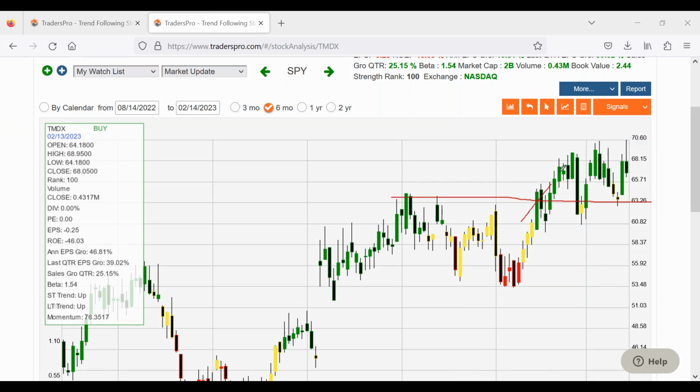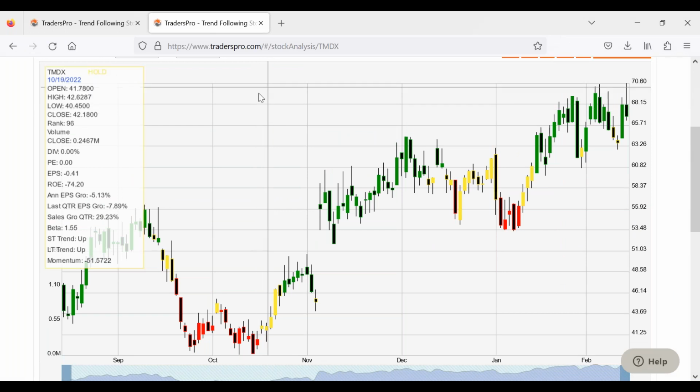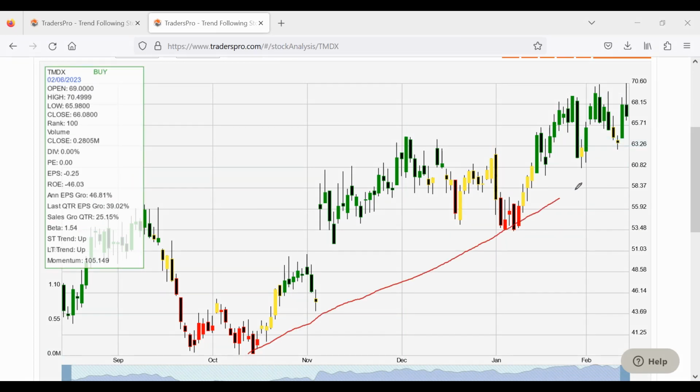It kind of broke out and kind of retested the breakout. I also like the larger trend here. You haven't broken that trend line. You might want to make sure you don't break that trend line. That gives you a combination of the two. You have the breakout here, it's a little bit below it.